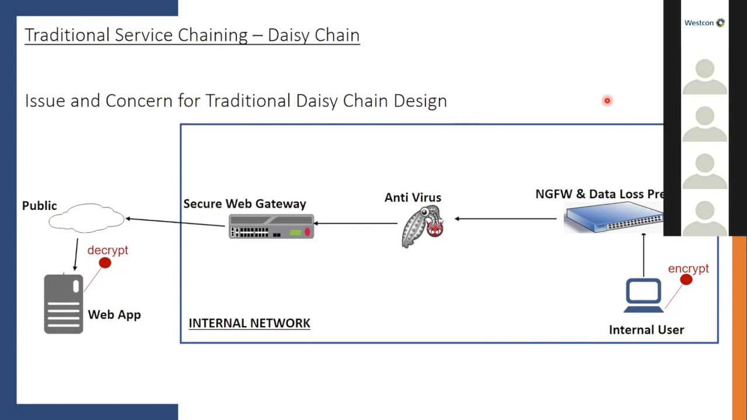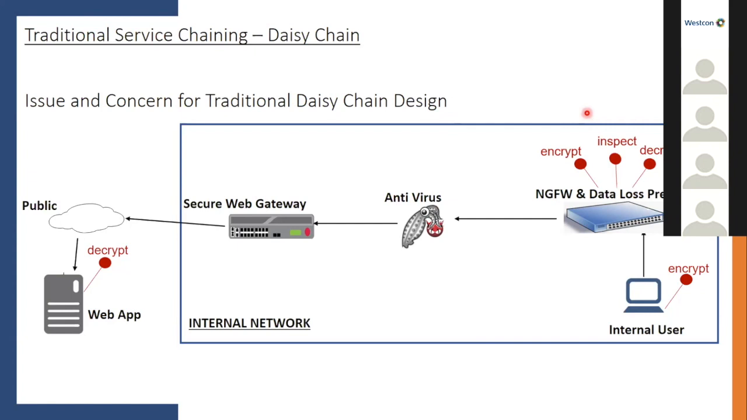So just to recap a bit, in our internal lab, we have an internal user. Our flow goes through a next-gen firewall with DLP, and then antivirus, then the secure web gateway, and then into the public. So the traffic flow will be like this. We will trigger traffic to the public.